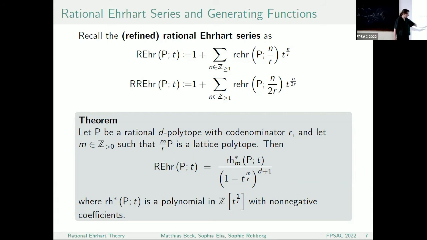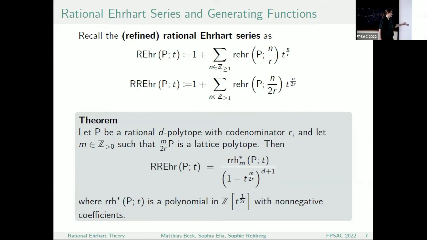And then we have this nice form. We have again a polynomial as numerator, which we call the rational H star polynomial, which depends on M. And it has again non-negative integral coefficients, but it is a polynomial in t to the power of 1 over r. So we now have fractional exponents, as we also might have in the denominator. Okay, let's look at an example again.